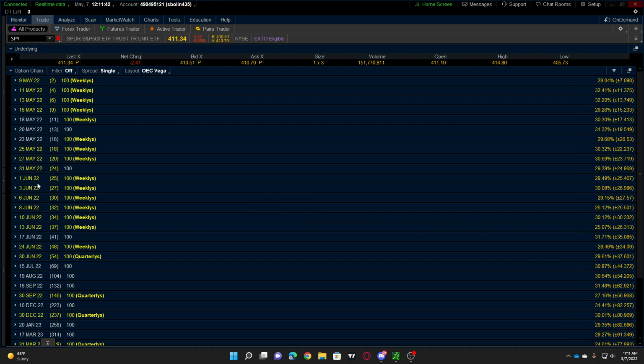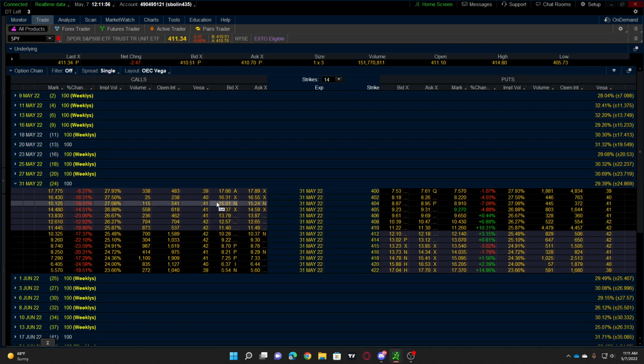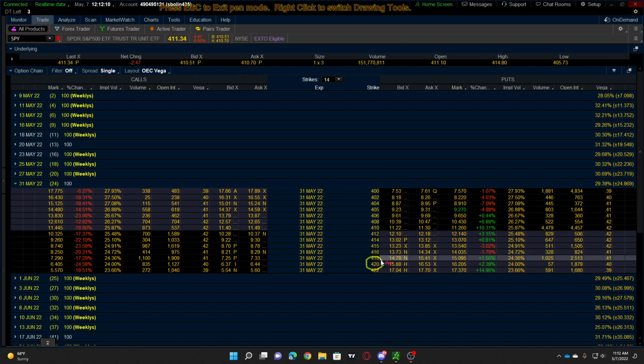We can examine these different days to expiration, and we can see their aggregate implied volatility values. But when we're talking about Vega, we're actually not referring to the aggregate implied volatility. We're trying to focus on one specific strike, and that strike's volatility. So if we're looking at the 420, for example, it has a Vega value of 40, and it has an implied volatility value of 24.